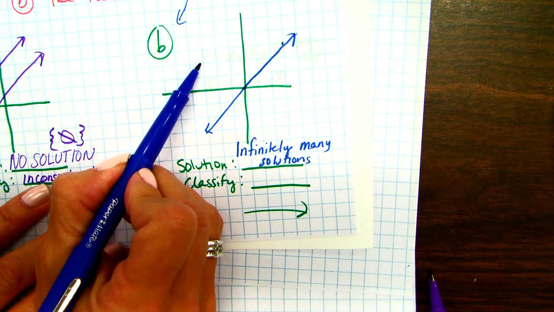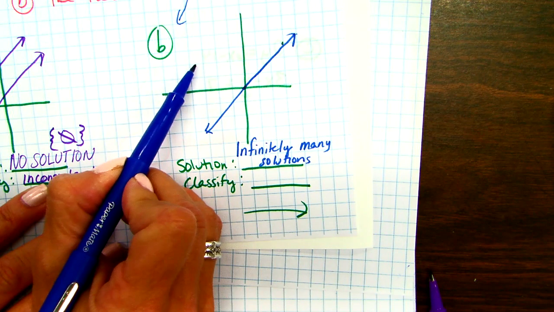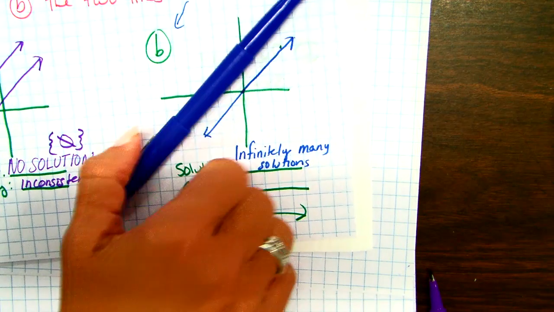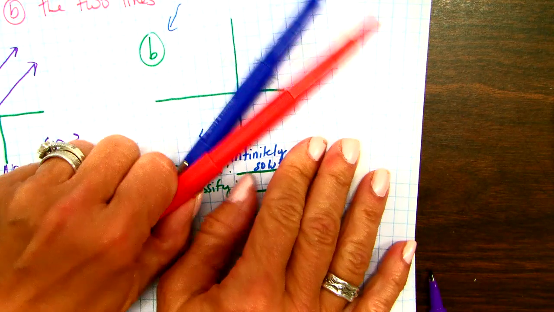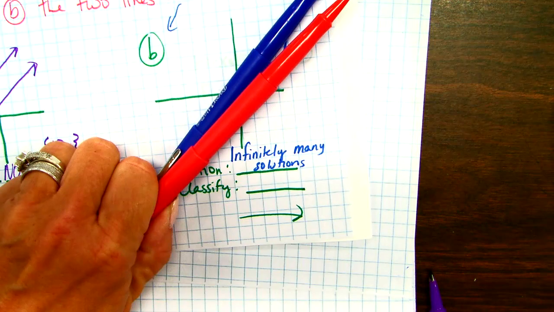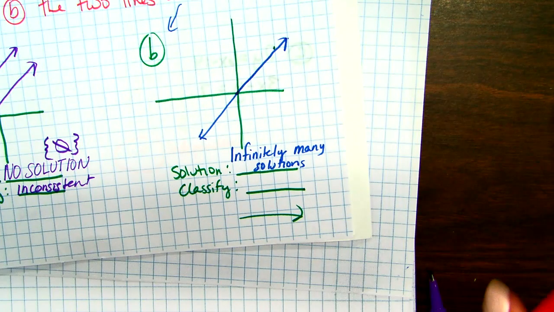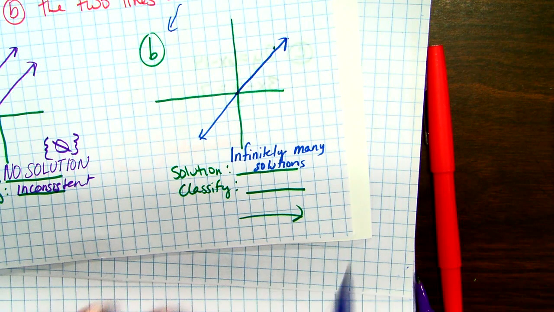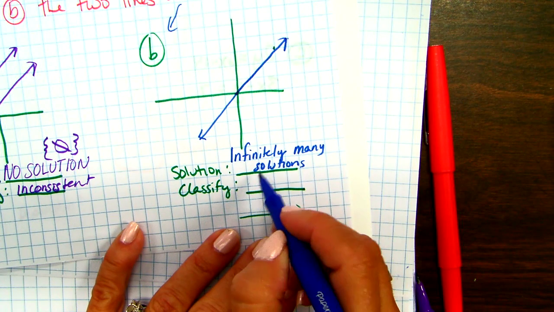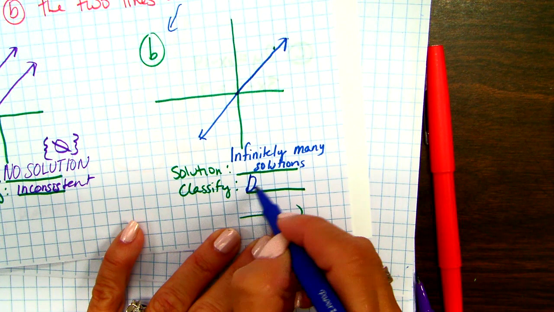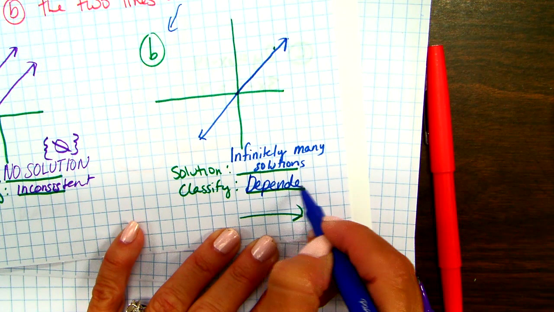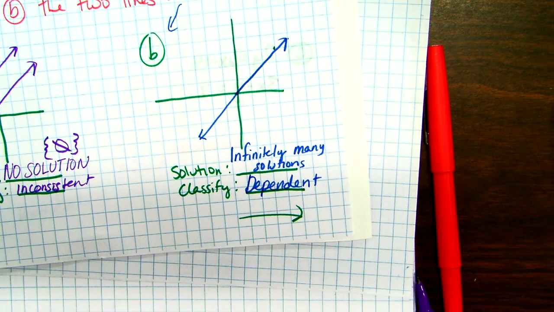Is this a solution right here? No. So it's not every number. It's just all the numbers that they have in common, all the ordered pairs, which is an infinite number, right? Because it goes on forever in both directions. This is the one that everyone gets confused with that first example. It's dependent. And I have a way to help you remember the difference between independent and dependent.